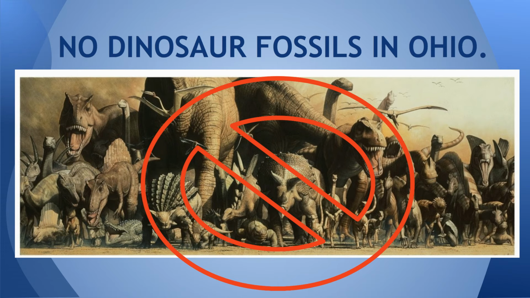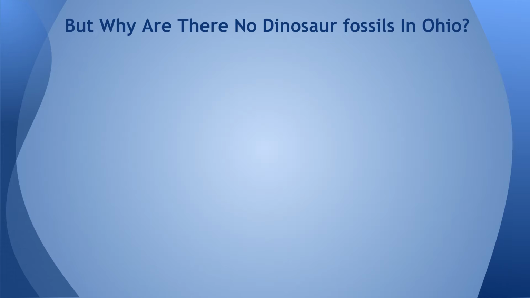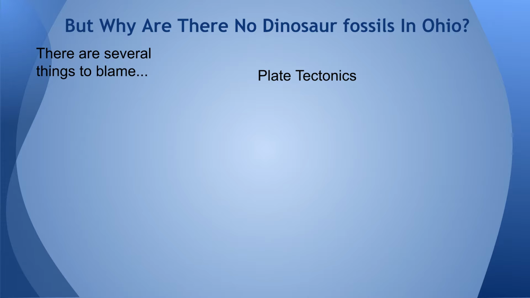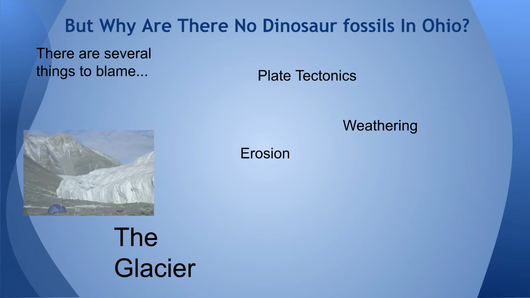So if you find a fossil and you think it's from a dinosaur, I hate to break it to you, it's not. It may look like it's from a dinosaur, but it is not. We have zero dinosaur fossils to date found in Ohio, and here's why. There are several things to blame: plate tectonics, the shifting of the Earth, which we talked about, weathering, erosion, but most of all, the glacier.